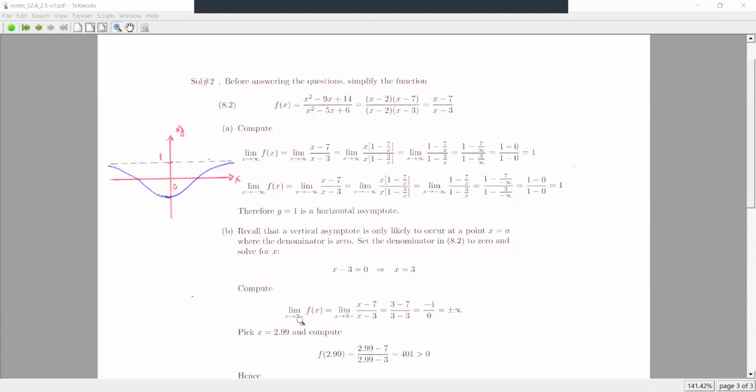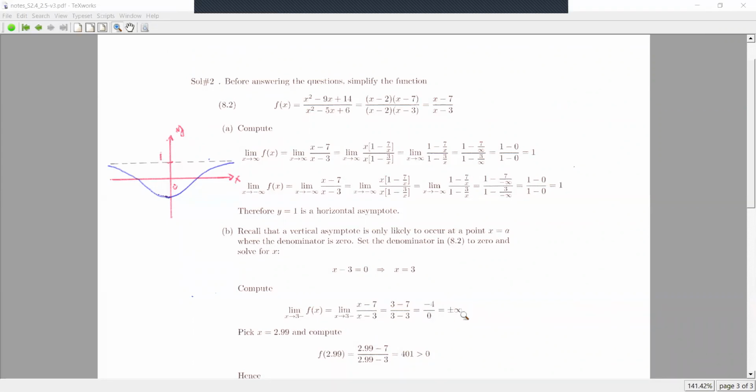Now, compute the left-hand side limit at point 3. By direct substitution, to find the limit, plug in number 3 for x, then the limit is this number. This number is negative 4 over 0. A non-zero number over 0 is infinity, either positive or negative.